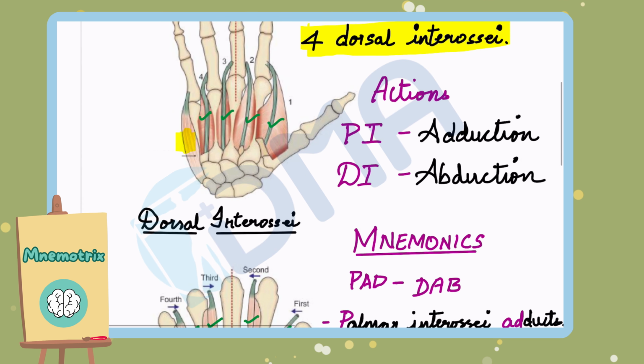Okay, so now moving on to the action of these muscles. The action of palmar interossei muscle is adduction and the action of dorsal interossei muscle is abduction. We can easily see that these muscles are attached in such a way to perform their action. So the action of palmar interossei muscle is adduction, that is pulling the fingers towards the midline, and the action of dorsal interossei muscle is abduction, that is pulling the fingers away from the midline.